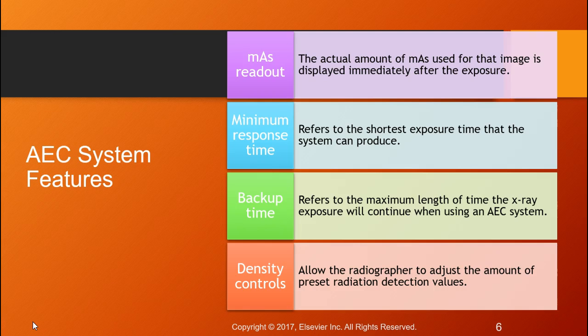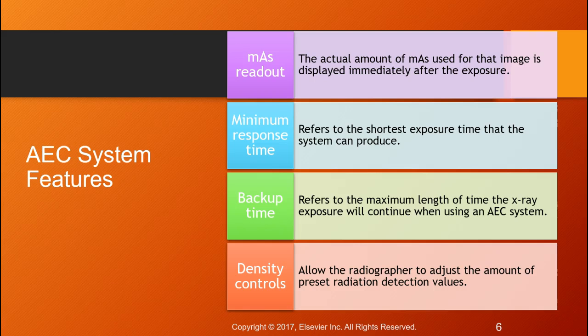Another feature of these systems is the density controls. This is allowing the radiographer to adjust the amount of preset radiation detection values. Each step on the dial will either increase or decrease your optical density or the amount of density on your film. In addition to selecting the cells, because you get to choose if it's just the center or the lateral or all 3 of those cells or detectors, you can utilize this dial or buttons for density control. And it's usually a 3 to 7 position direction.